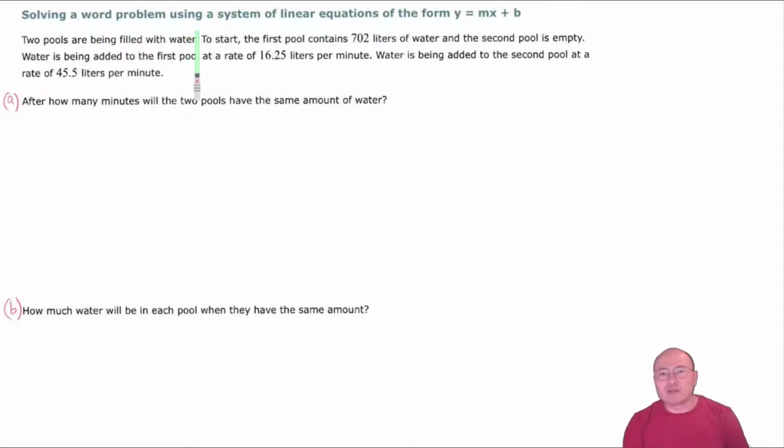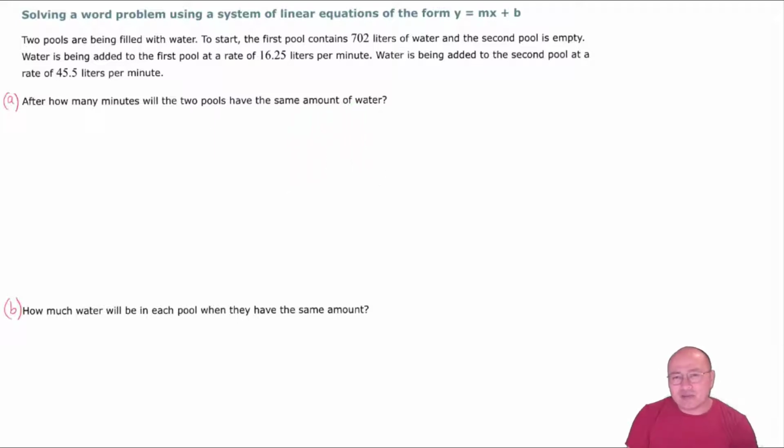Solving a word problem using a system of linear equations of the form y equals mx plus b. Two pools are being filled with water. To start, the first pool contains 702 liters of water, and the second pool is empty. Water is being added to the first pool at the rate of 16.25 liters per minute. Water is being added to the second pool at a rate of 45.5 liters per minute. After how many minutes will the two pools have the same amount of water?